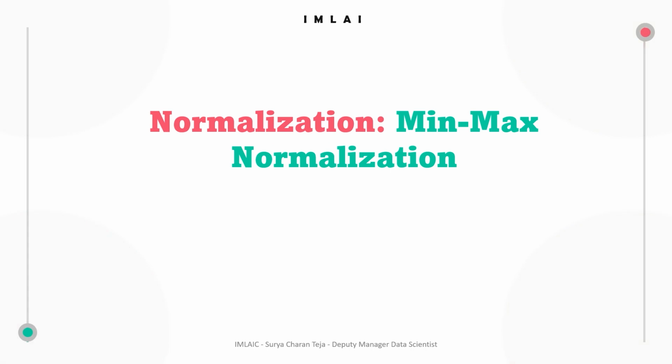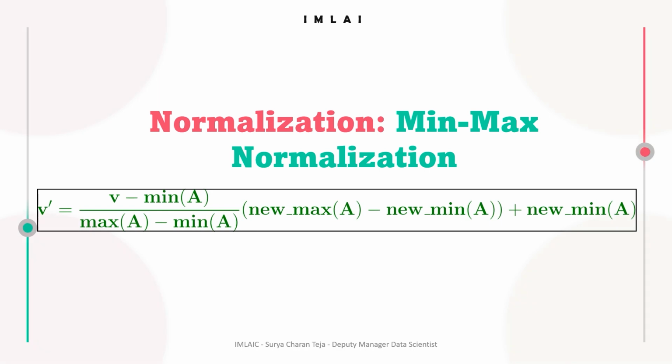Another type of normalization technique is called min-max normalization. In this technique of data normalization, a linear transformation is performed on the original data. The minimum and maximum values from the data are fetched and each value is replaced according to the formula. So that's your min-max normalization.